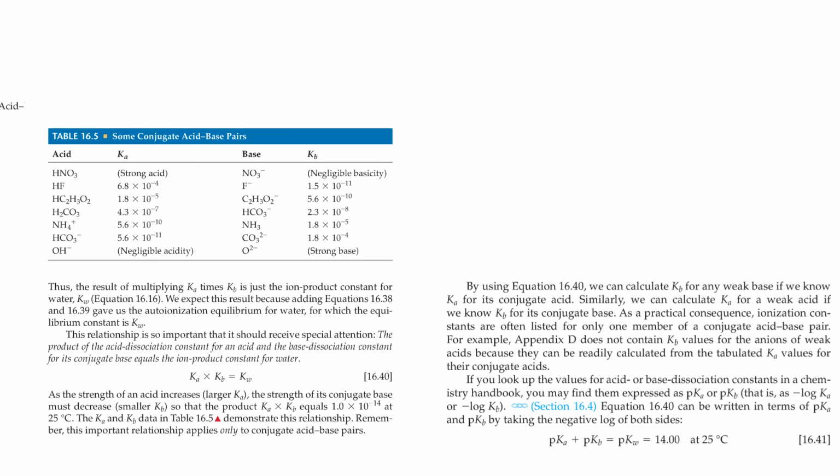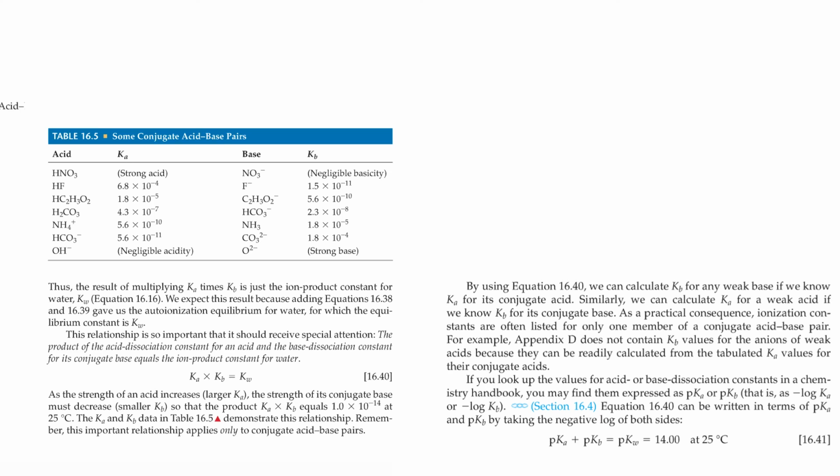By using equation 16.40, we can calculate K sub B for any weak base if we know K sub A for its conjugate acid. Similarly, we can calculate K sub A for a weak acid if we know K sub B for its conjugate base. As a practical consequence, ionization constants are often listed for only one member of a conjugate acid-base pair. For example, Appendix D does not contain K sub B values for the anions of weak acids because they can be readily calculated from the tabulated K sub A values for their conjugate acids.